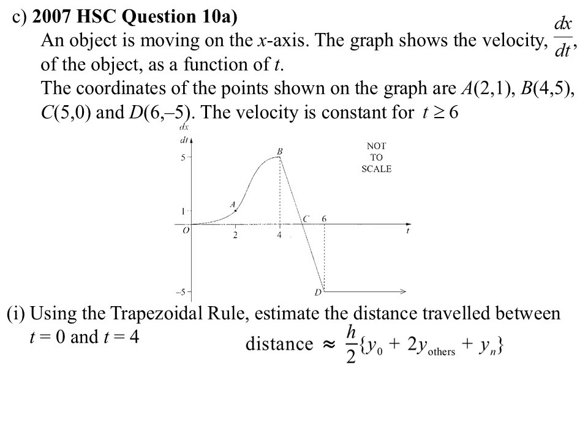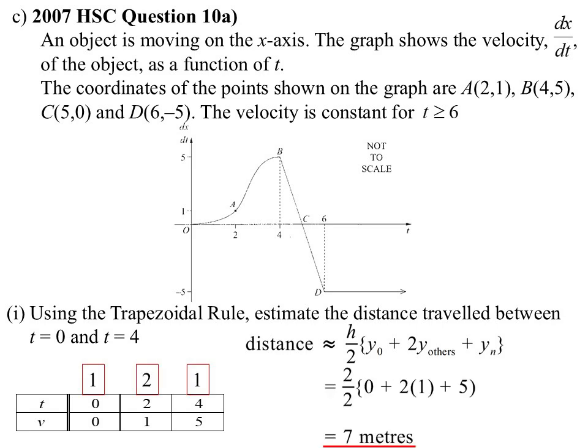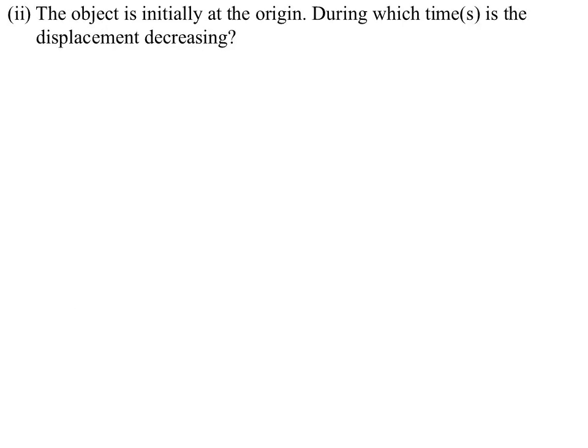We know the distance will approximately be, because it's going to be the area under the curve, hence why we're using the trapezoidal rule. H on 2, the end ones, 2 times the ones in the middle. There's not a lot in the middle because they've only given me 3 points to work with there, but there's my table of values. So 1 times the end one, 2 times the one in the middle, substitute it all in. Okay, 7 metres, approximately. 7 metres.